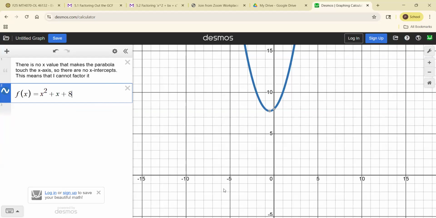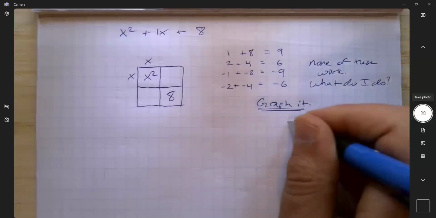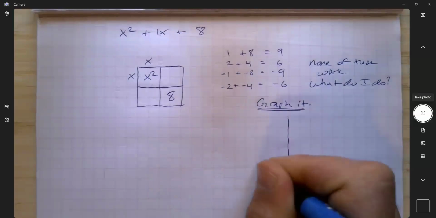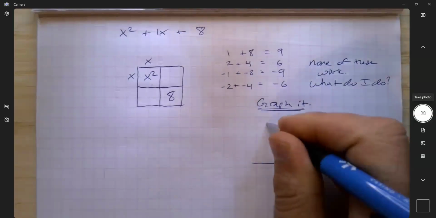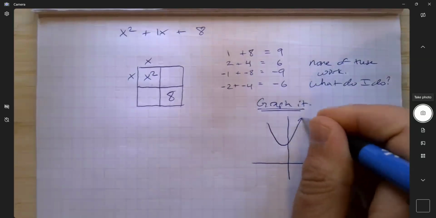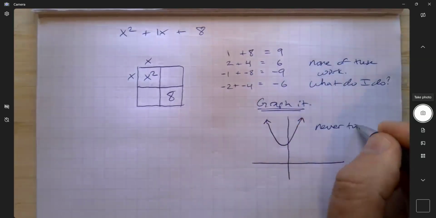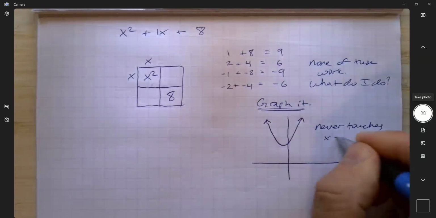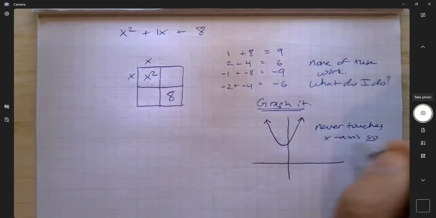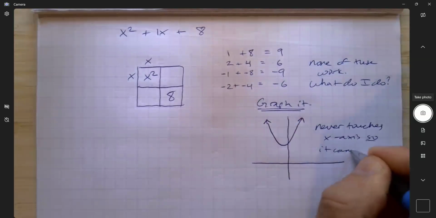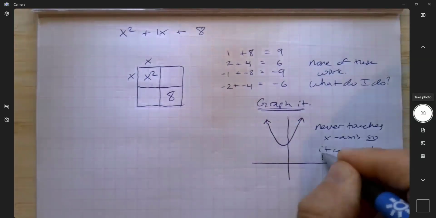I'm going to switch back. Now that we've seen it, I'm going to draw it on my notes. Okay, so my graph looked like, and again, don't worry about the scale too much, but it looked kind of like this. And it never touches the x-axis, so it cannot be factored.